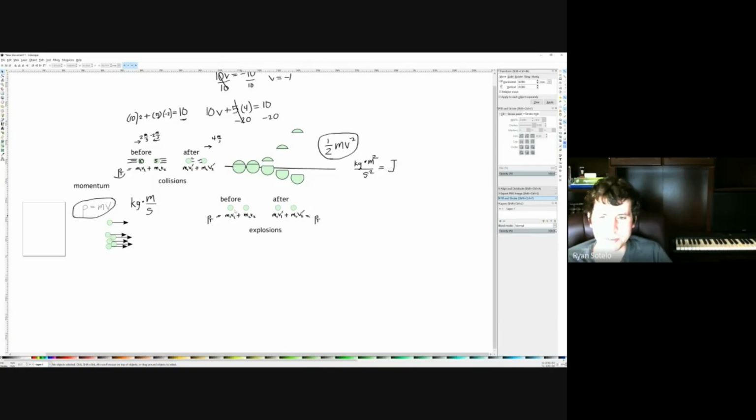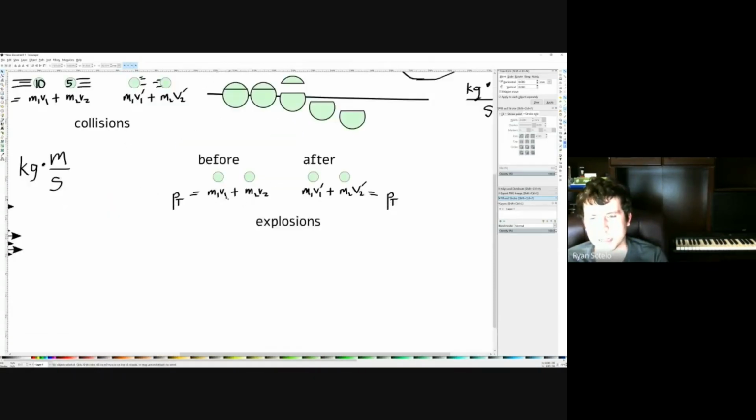So in that case, for explosions, you will have a before and after. You'll have two pieces stuck together before the explosion, and they share the same speed. They move together. So if one of them is moving 2 meters per second to the right, they both are, because they're connected. So there's only one velocity.